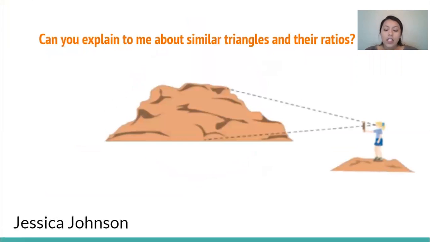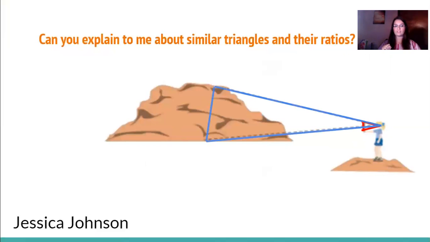Jessica, can you explain to me about similar triangles and their ratios? Yes, CC, that is a great question. Similar triangles do not have to be the same size, but they do have to be the same shape. So if I'm hearing correctly, you will have a dilation? Right, Jasmine. There will be a dilation of the triangles, and the dilation means that they are the same shape, only different sizes. Here is the smaller triangle, and here is the larger triangle.